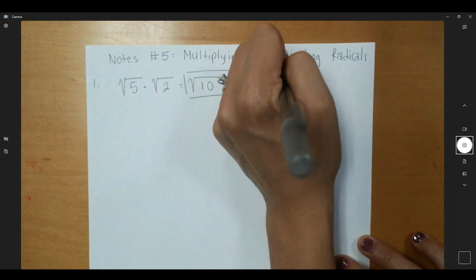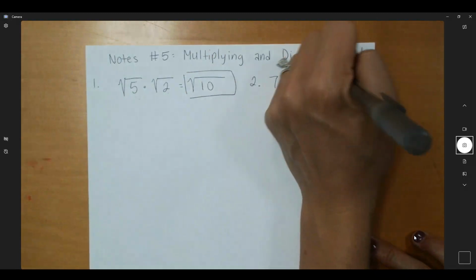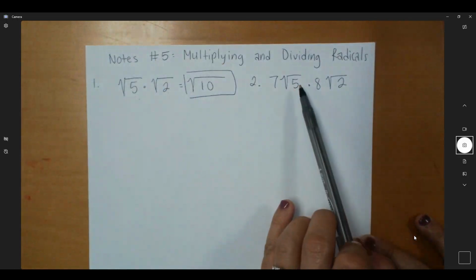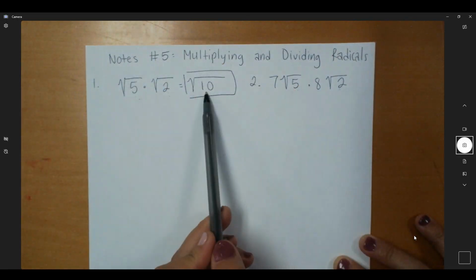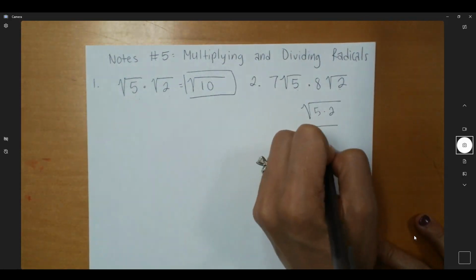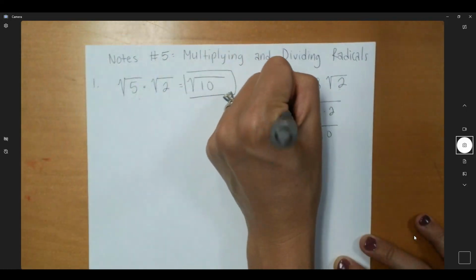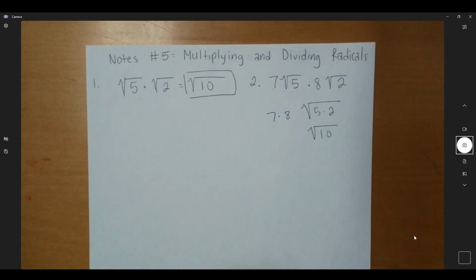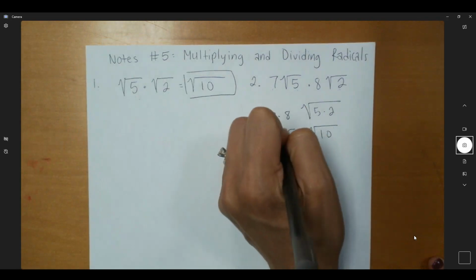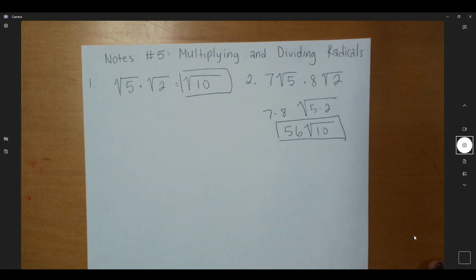Whereas something like this, actually, this is not an example of, okay. So for this one, the 5 and 2 on the inside is still 10. So that part doesn't change. So it's 5 times 2, right? So you get square root of 10. But this is the thing that's different, this outside number. So you would take the outside numbers and you would multiply them. So 7 times 8, and you would get 56. So this would be how it would work if you have a number outside of the radical.